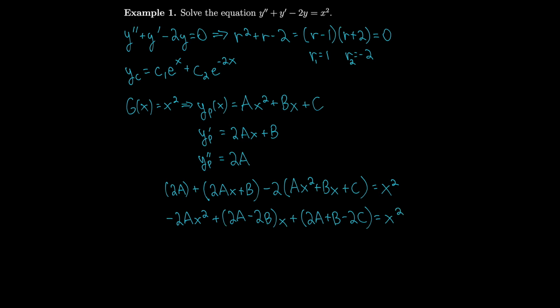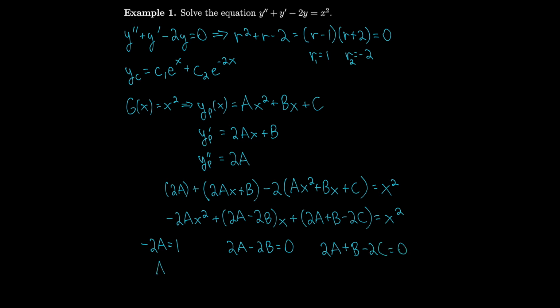If we have a polynomial equal to another polynomial, the coefficients must match. So this must be 1 because there's 1 x squared on the other side, and since there's no x terms, this must be 0. There's no constant term on the other side, so this must be 0. So we have minus 2a equals 1. We have 2a minus 2b equals 0. And we have 2a plus b minus 2c equals 0.